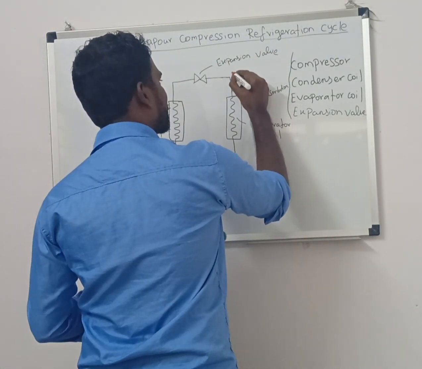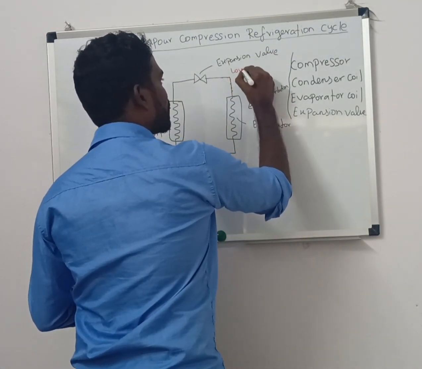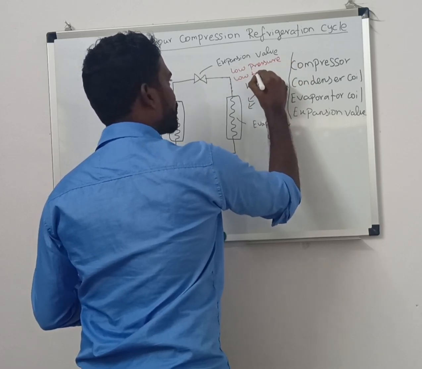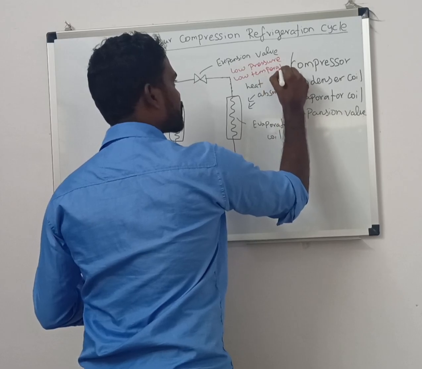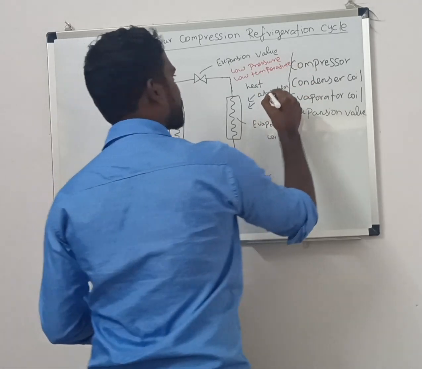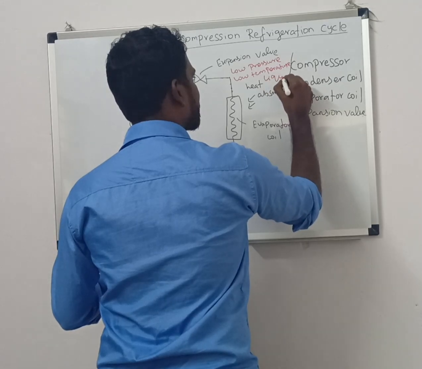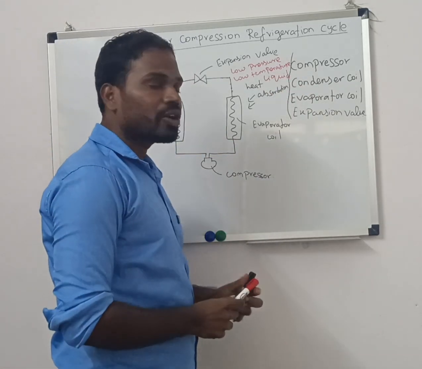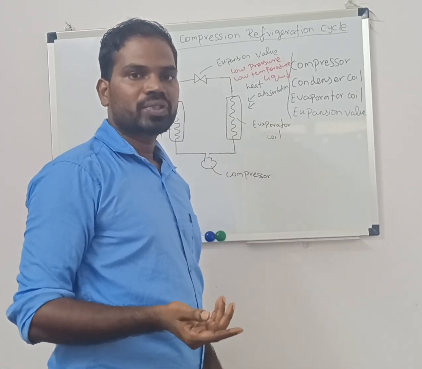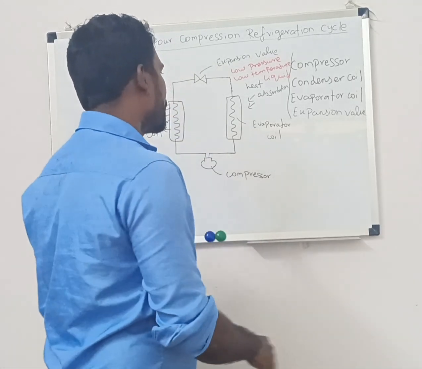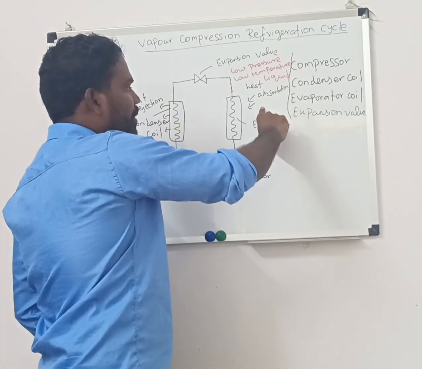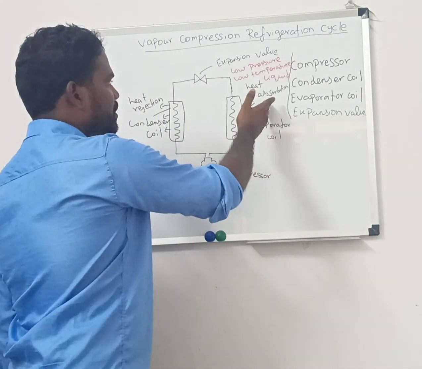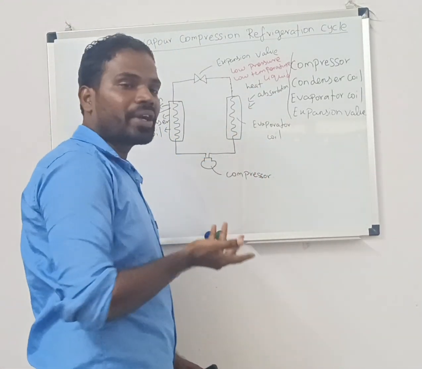So here, low pressure, low temperature liquid. We already know the evaporator coil is located inside the room or the system. So automatically, when the VCR starts to work, the heat will be absorbed by the evaporator coil.